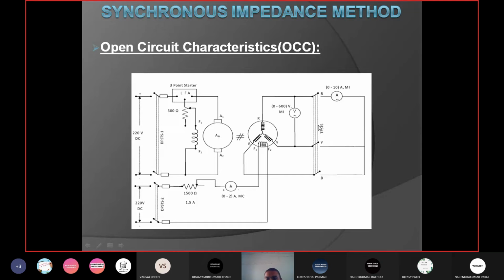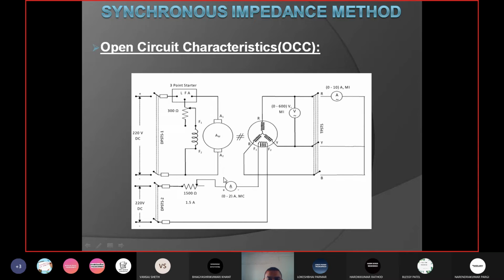As soon as the switch is closed, the armature winding of the alternator becomes short circuited. In this situation, this ammeter measures the short circuit current, this voltmeter measures the voltage, and this ammeter measures the field current. So in the short circuit characteristic we need the field current and the short circuit current.